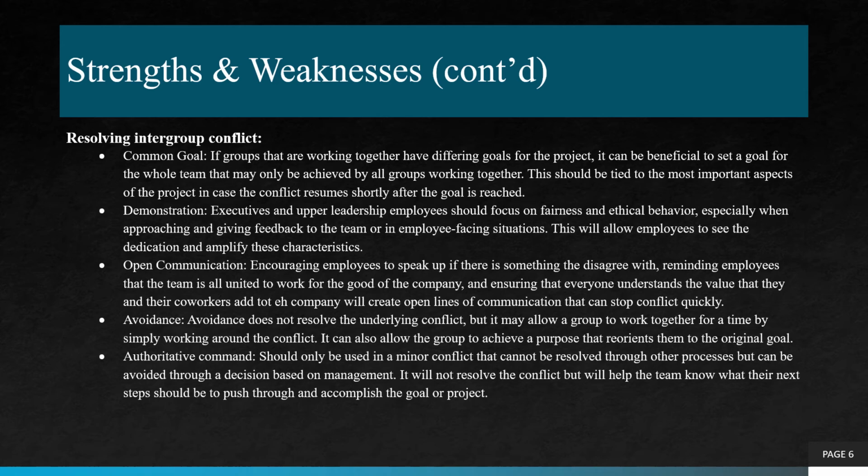And lastly, authoritative command should only be used in a minor conflict that cannot be resolved through other processes, but can be avoided through a decision based on management. It will not resolve the conflict, but will help the team know what their next steps should be to push through and accomplish the goal or the project.